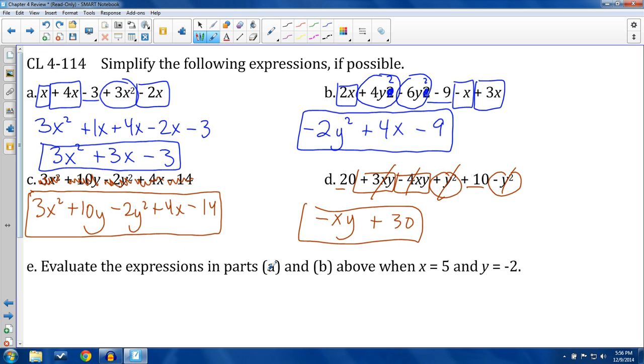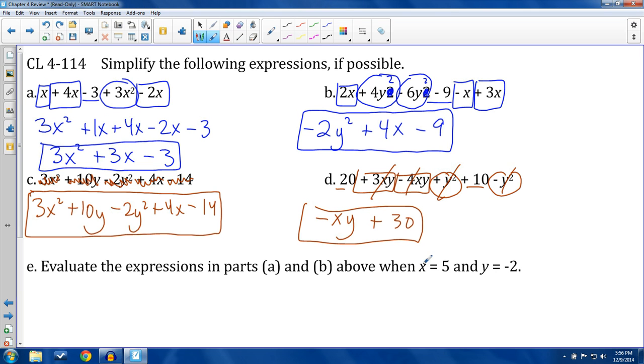Finally, evaluate the expressions in parts a and b above when x equals 5 and y equals 2. So what you could do, and in fact I did this in the last chapter review video, so I'm not going to do it twice, but what I did was I plugged in some numbers for x and y in the original equation and the simplified equation. And the bottom line is they should both be the exact same. So I should get the same answer. That's the whole point of simplifying something. I'm not changing the number, I'm just changing the way that it looks.